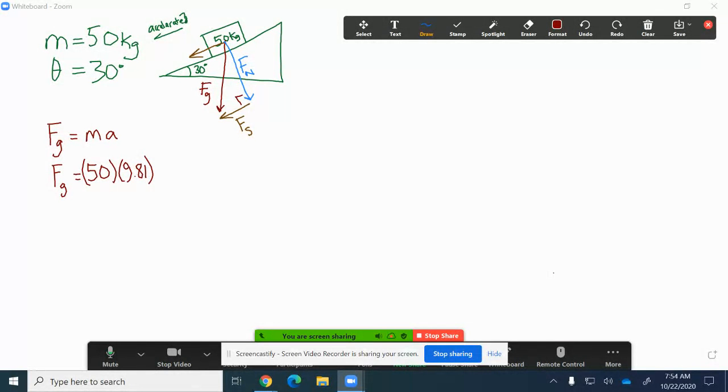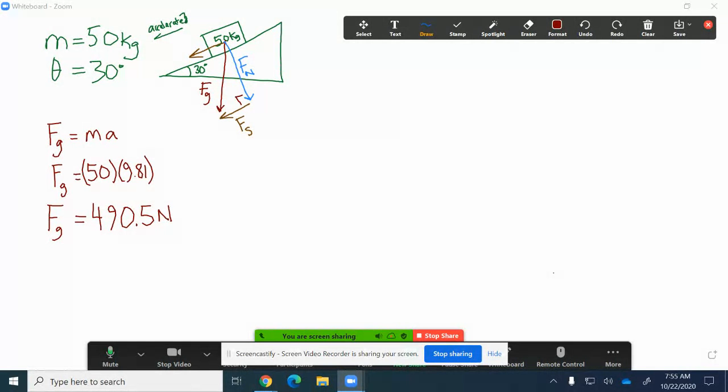So the force of gravity on this here block is 50 times 9.81 equals, that looks awfully familiar, like we've done this problem before. That's all right. 490.5 newtons. So that's our force of gravity. So that's our hypotenuse, right?